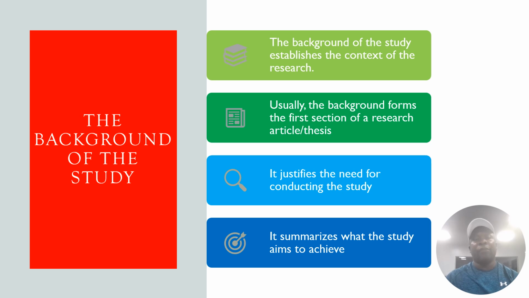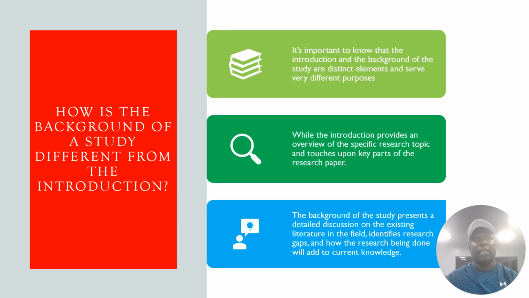Then it serves to justify the need for conducting the study. So you don't need to leave this section out. It's very important, because we need to justify the need. We need to justify the importance. We need to provide the rationale for the study, and the background to the study provides that rationale so well. And then it always summarizes what the study aims to achieve. So you see these four reasons for a background to the study, they are very crucial for you to make sure that your study, from the onset, is very successful at the end of the day.